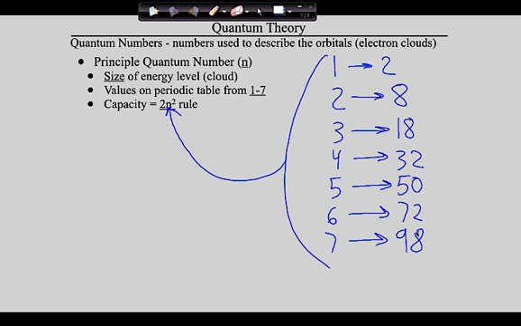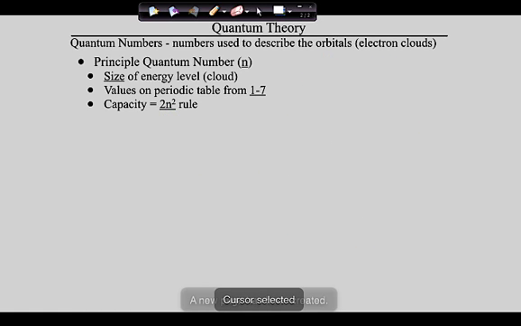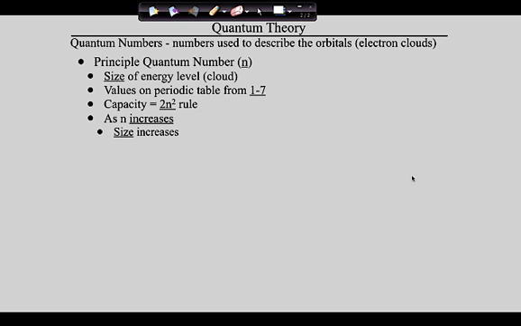So guys, that's how many electrons can go in these levels: 2, 8, 18, 32, and up from there. That's the 2n squared rule. Got it? All right. So guys, now you need to know three things. As n increases, as n goes up, three things go up as well. The first thing is the size of the cloud.